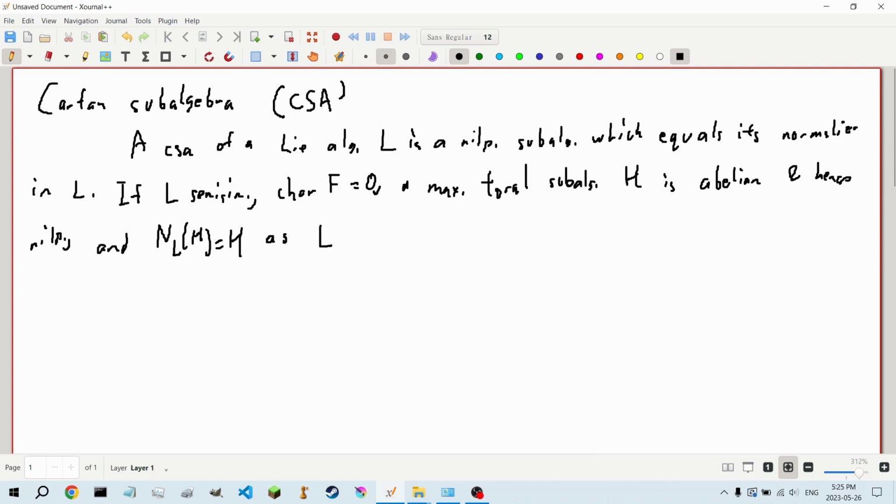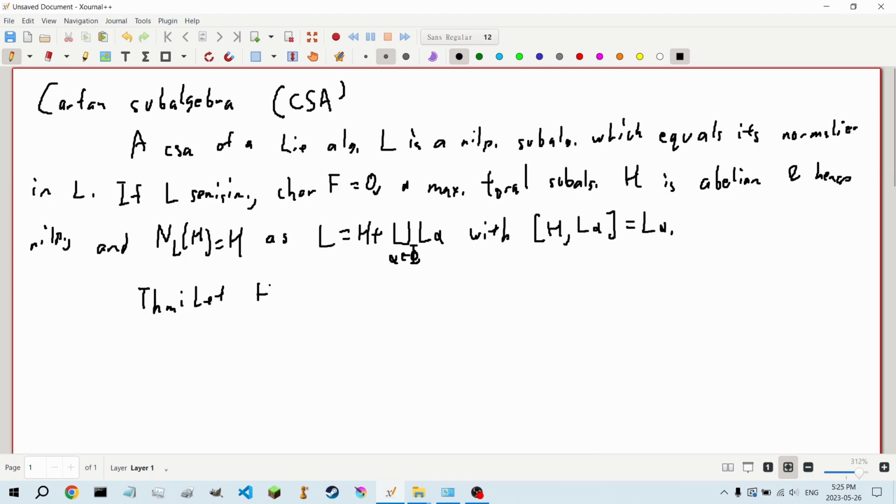We can split L into H plus the sum of the root spaces, with the bracket of H and L_alpha being equal to L_alpha. So we do have toral subalgebras in this case. And we can show our theorem here.